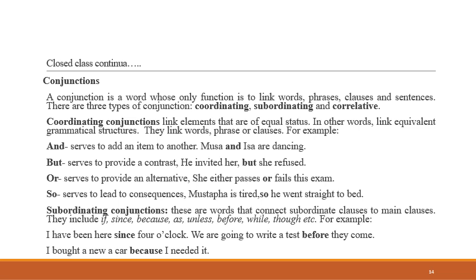Coordinating conjunctions are words that link two or more words of equal importance, thus they have equivalent grammatical structures. They link words, phrases, or clauses. For instance, "and" serves to add an item to another. Example: Musa and Isa are dancing. Therefore, "and" here is our conjunction which is used to add. We already have the subject Musa, and for you to have a plural of Musa and Isa, you must use the conjunction "and" to add them up.